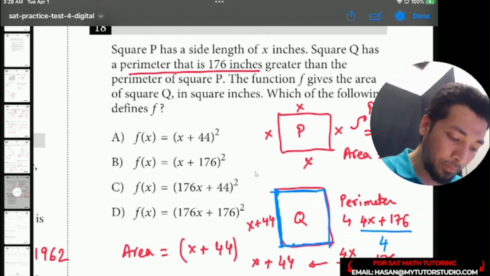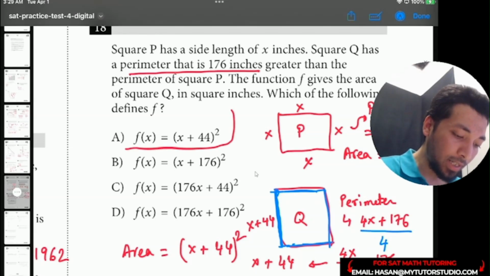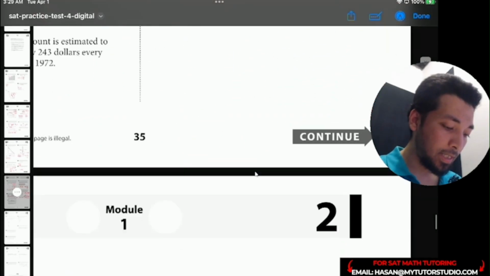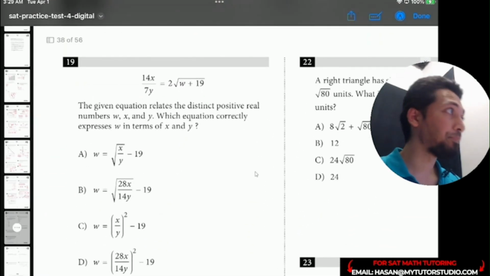X plus 44 square. That is f of x is equal to x plus 44 square. That's option number A. Perfect. Now let's move on to problem number 19.